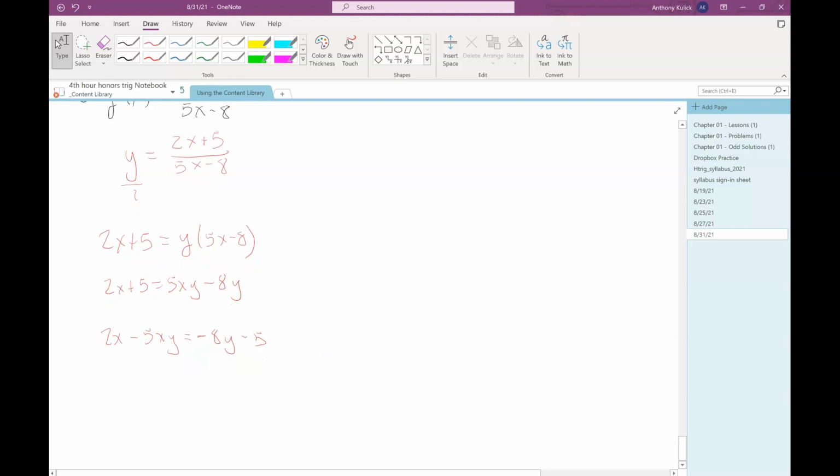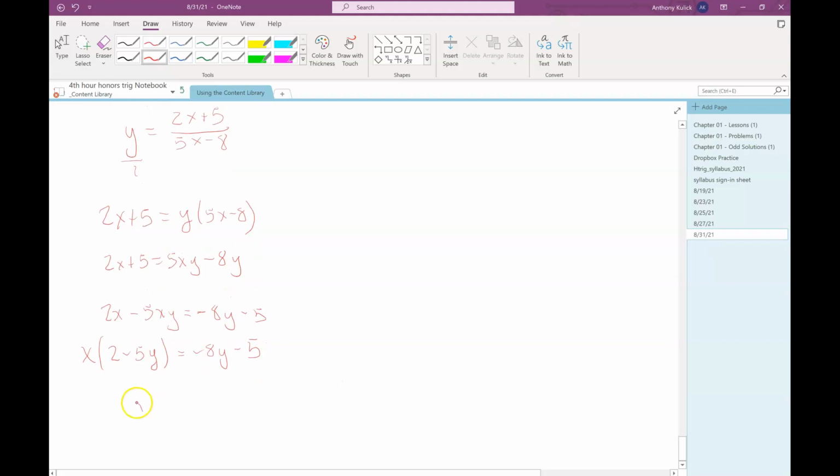Now if I look at the left-hand side of my equation, both terms contain an x. That means they both have the greatest common factor of x. When I factor that greatest common factor off, I'm left with 2 minus 5y. And that's the trick, that I've taken the x from being in two locations to being in one location. So now I can divide both sides by 2 minus 5y.